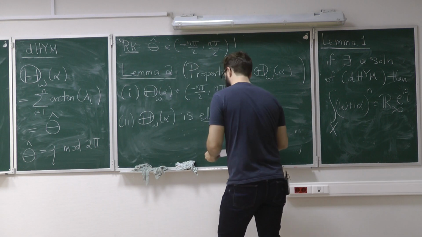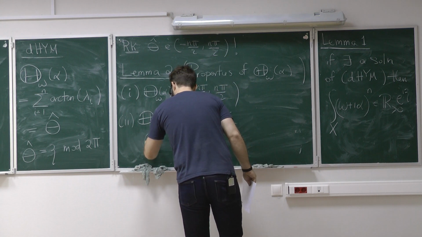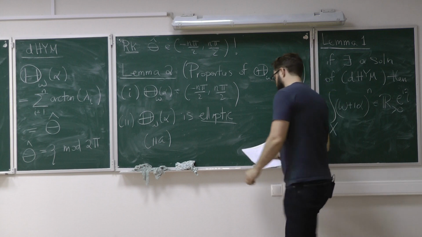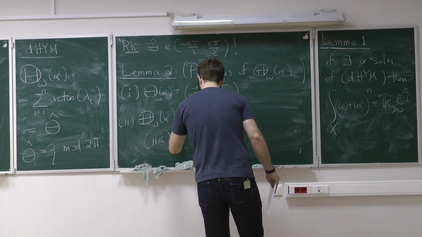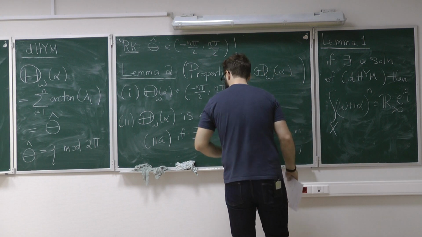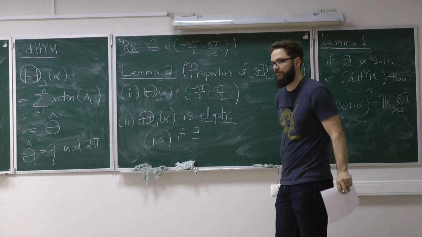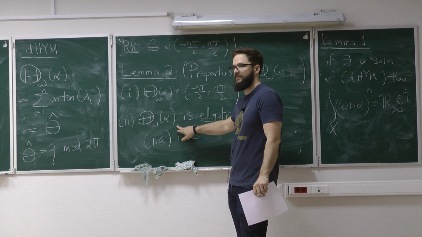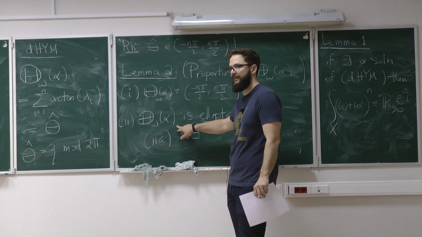So an immediate consequence of this, which let me call 2a, is that if there exists a solution, or let's say there exists more than one solution. Yeah. This one. Are you asking about this statement, that it's elliptic?